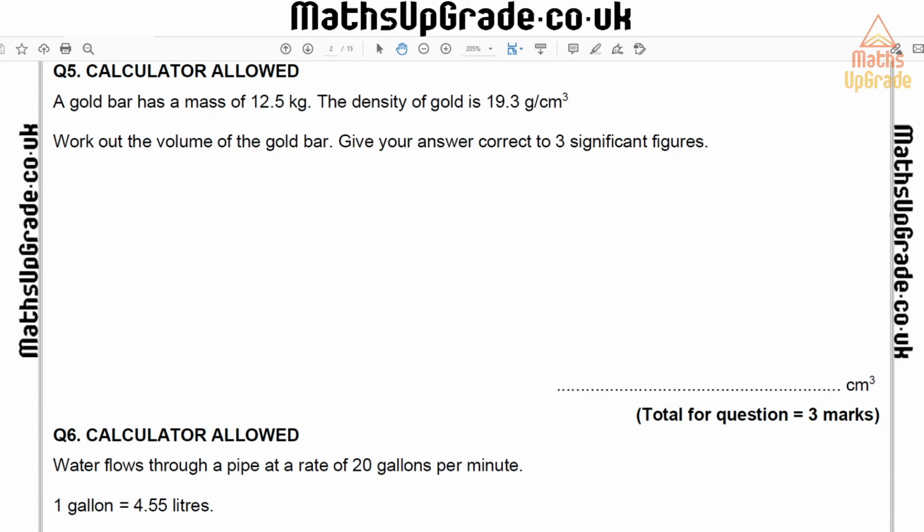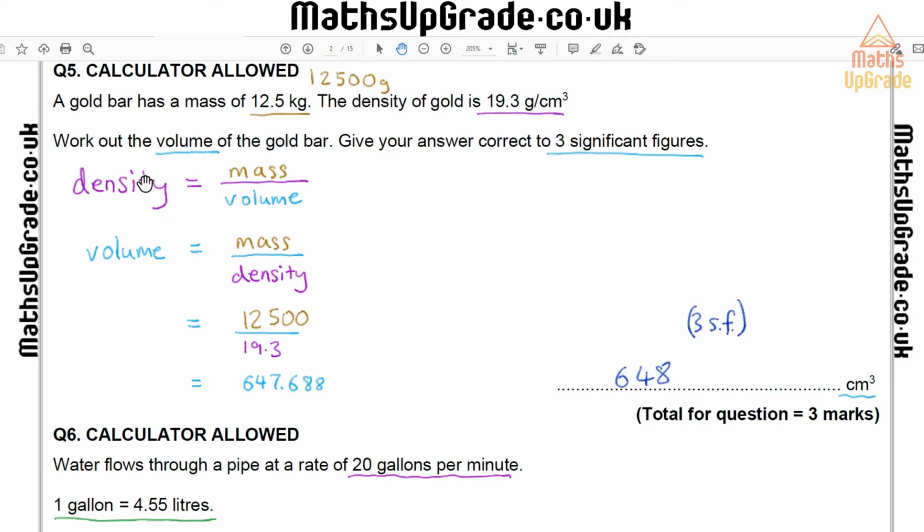Question 5. A gold bar has a mass of 12.5 kilograms. The density of the gold is 19.3 grams per centimeter cubed. Work out the volume of the gold bar, giving your answer to 3 significant figures. For this question, I need to know the formula for density, which links density, mass, and volume. The formula is density equals mass divided by volume. So there's my formula there. You need to recall this because it's not necessarily given to you in the exam.